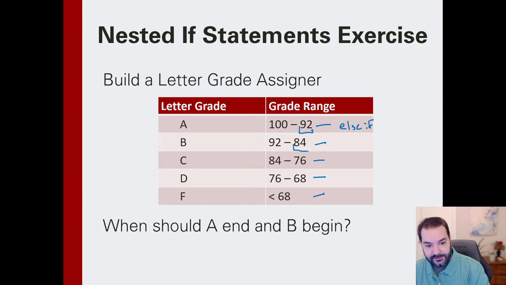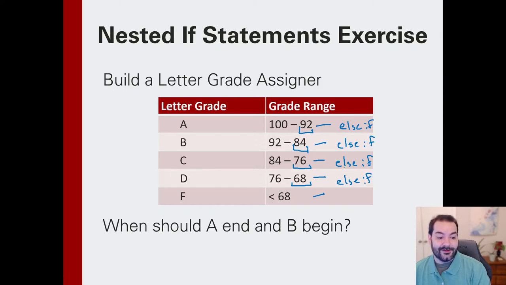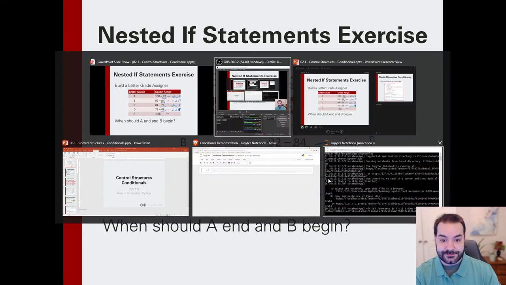if we're above 84, we've got a B. Else, if we're above 76, we've got a C. Else, if we're above 68, we've got a D. Or finally, a final else. Technically, we don't even need that last if statement because everything else, well, you either got your A, your B, your C, your D, or your F. So in this sort of light, we can do that type of evaluation.